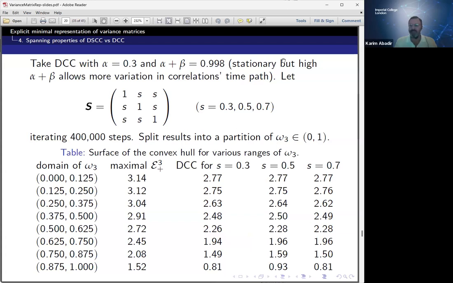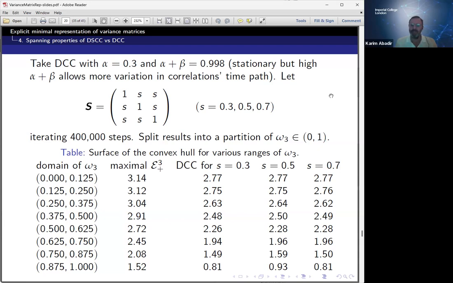So we take DCC with parameters alpha 0.3 and beta, the rest, up to 0.9998, which is extremely persistent, but not as much as an integrated DCC. And beta is the autoregressive parameter in the DCC, whereas alpha is the one multiplying the data. So we do that so that we get as much variation as possible in the time path of the correlations, which we are going to summarize below. We also tried a normally distributed epsilon as well as a Student t with fat tails. It didn't make much of a difference to the coverage or the span of correlations. It makes a difference to other things, but not to the span of the correlations.